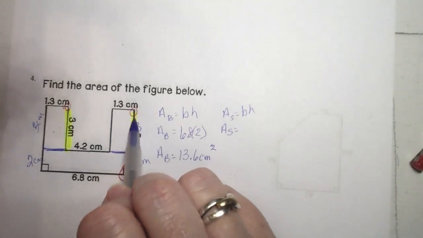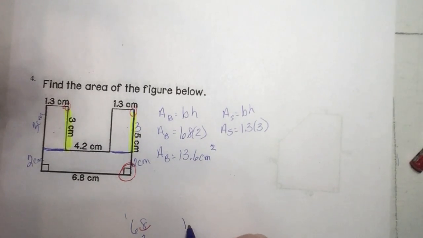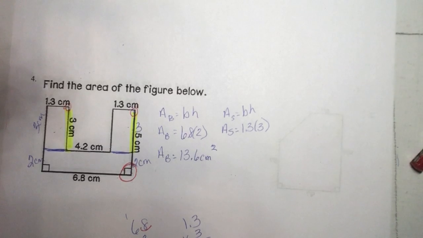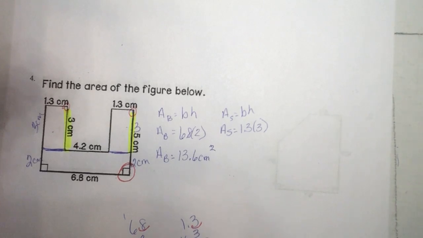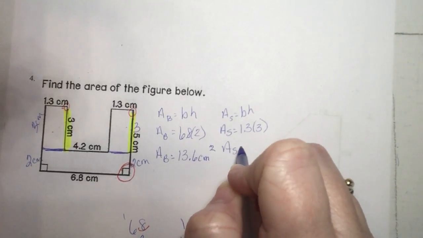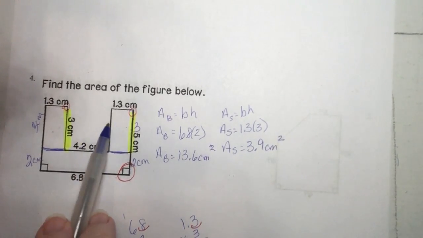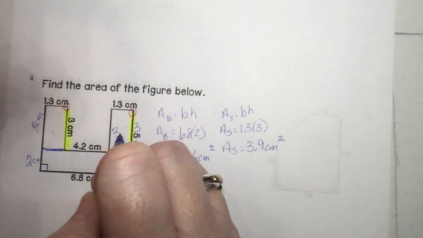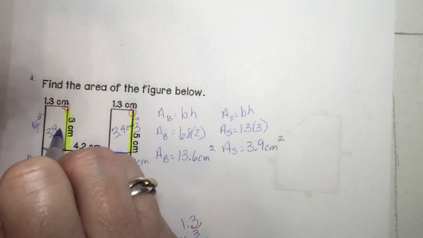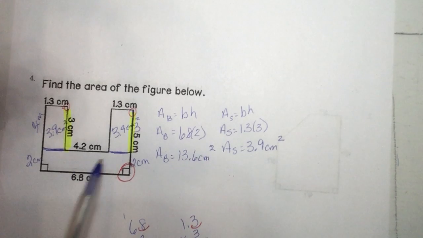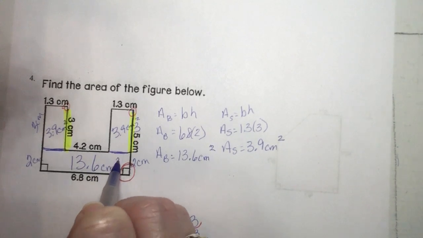So the area of that side is going to be 1.3 times 3. And I don't know what 1.3 times 3 is, so I'm going to go to the bottom, I'm going to multiply it. Don't forget to move over your decimal. So 3.9 centimeters squared. Remember, these two are congruent, so if this is 3.9 square centimeters, then this over here is also 3.9 square centimeters. And I forgot to write this one. This one down here is going to be 13.6 centimeters squared.